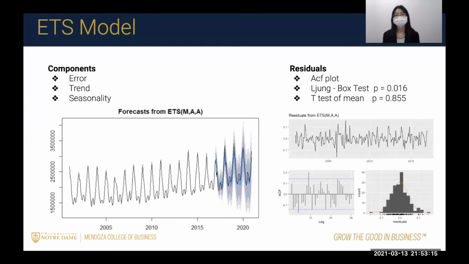So we moved forward to check if residuals are white noise using the ACF plot, Ljung-Box test, and t-test of the mean. Lastly, we compare the accuracies on test data and concluded that the MAA combination is our model of choice. You can see the residuals are representing white noise with just 2 outside the borders.